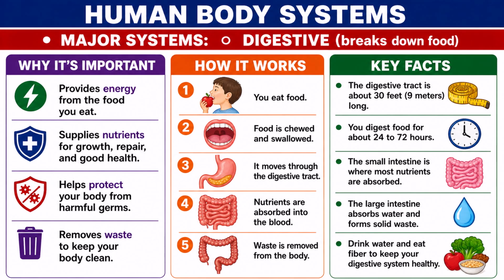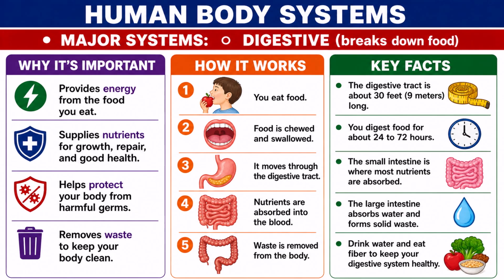Now, we're going to dive a little deeper into the digestive system. The digestive system, why is it important? Because it provides energy from the food you eat. It supplies nutrients for growth, repair, and good health. And it helps protect your body from harmful germs. And it removes waste to keep your body clean. How does it work? You eat food, food is chewed and swallowed, it moves through the digestive tract, nutrients are absorbed into the blood, and waste is removed from the body.